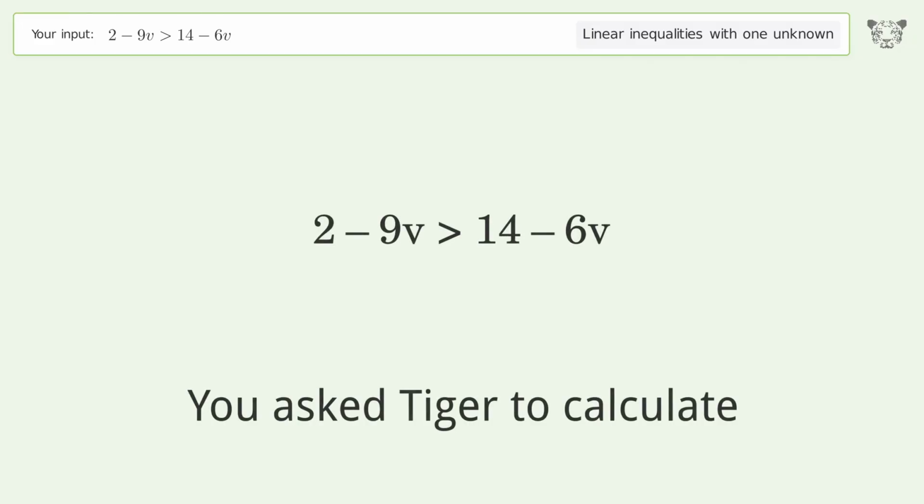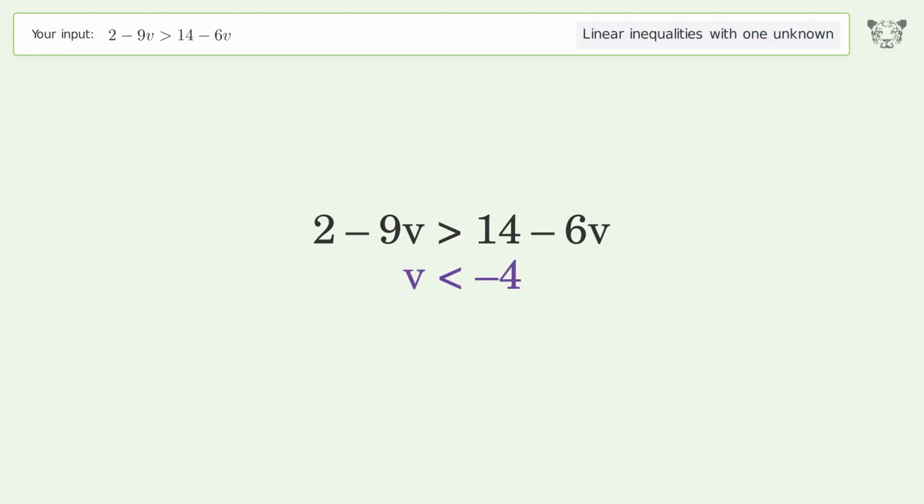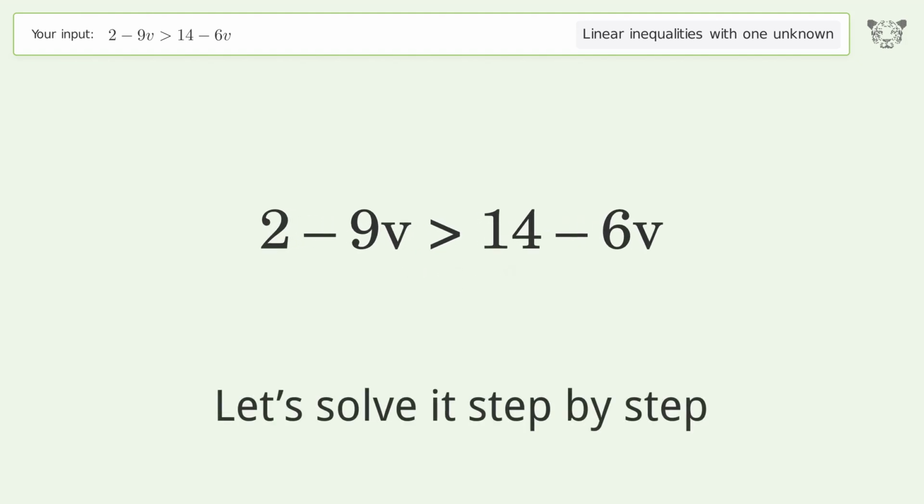You ask Tiger to calculate. This deals with linear inequalities with one unknown. The final result is v smaller than -4. Let's solve it step by step.